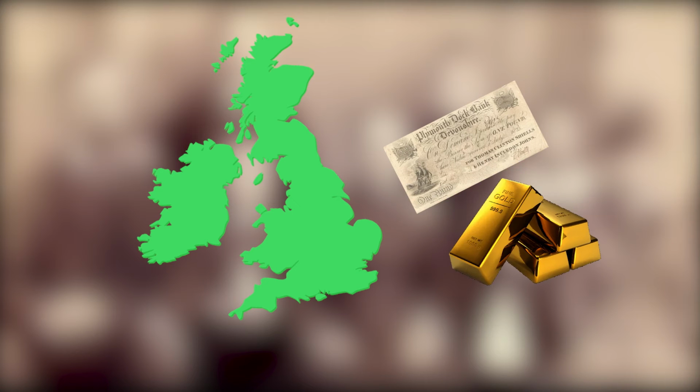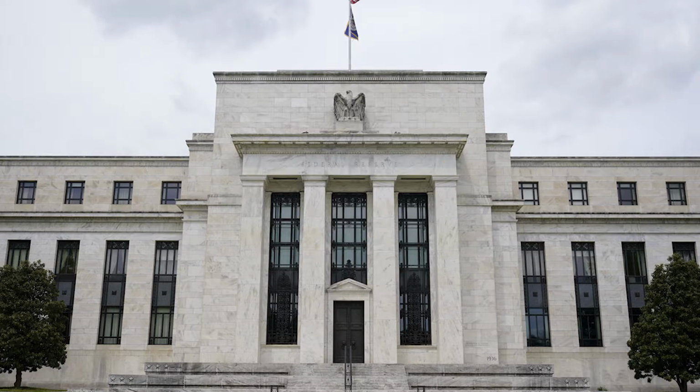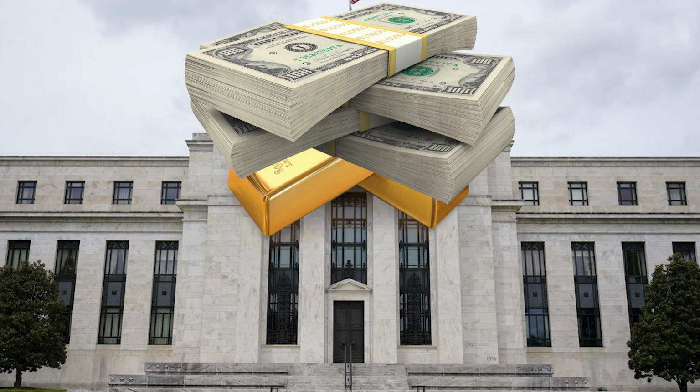In 1816, England officially made the currency's worth directly tied to gold. The practice was eventually carried over to the United States. In the United States, the Federal Reserve functioned on the gold standard, where the currency was backed by gold bars.